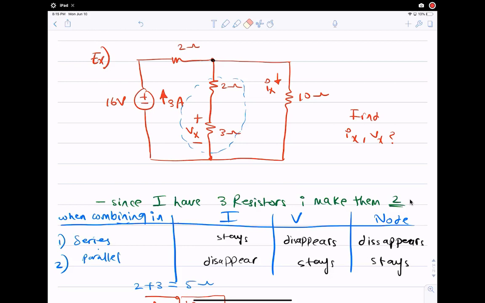Hello, this is the second example on the voltage and current division. We see that in this example we have 1, 2, 3, 4 resistors and no switches. So we will deal with all of these 4 resistors at the same time. Now, the questions say find Ix and Vx. Ix is the current through the 10 ohm and Vx is the voltage through the 3 ohm. He gave us the 16 volt source and 3 ampere that is going through this source.